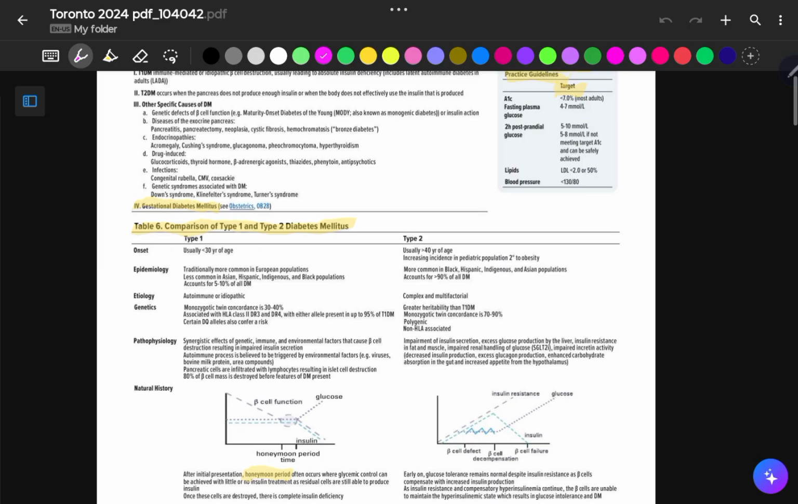So the pathophysiology is you have impaired insulin secretion. So you're not secreting enough insulin. You have excess glucose production by the liver, leading to insulin resistance in the fat and muscles. And then you have impaired renal handling of the glucose. Right. So the kidney cannot handle this glucose excretion anymore. Then you have impaired incretin activity. So decreased insulin production, excess glucagon production, enhanced carbohydrate absorption in the gut, and increased appetite from the hypothalamus.